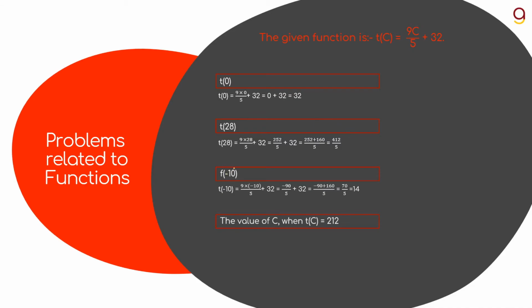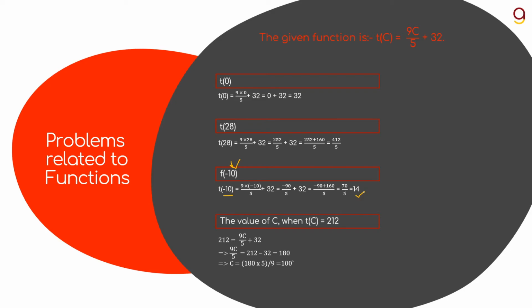Here, T(-10). Here the value of C is given to be minus 10. So if we substitute minus 10 for the C, we have 9 times minus 10 divided by 5 plus 32. What is 9 times minus 10? It will give us minus 90 divided by 5 plus 32. On taking the LCM, we have in the numerator minus 90 plus 160 divided by 5, which will give us 70 by 5, and then on simplification we get our final answer as 14.